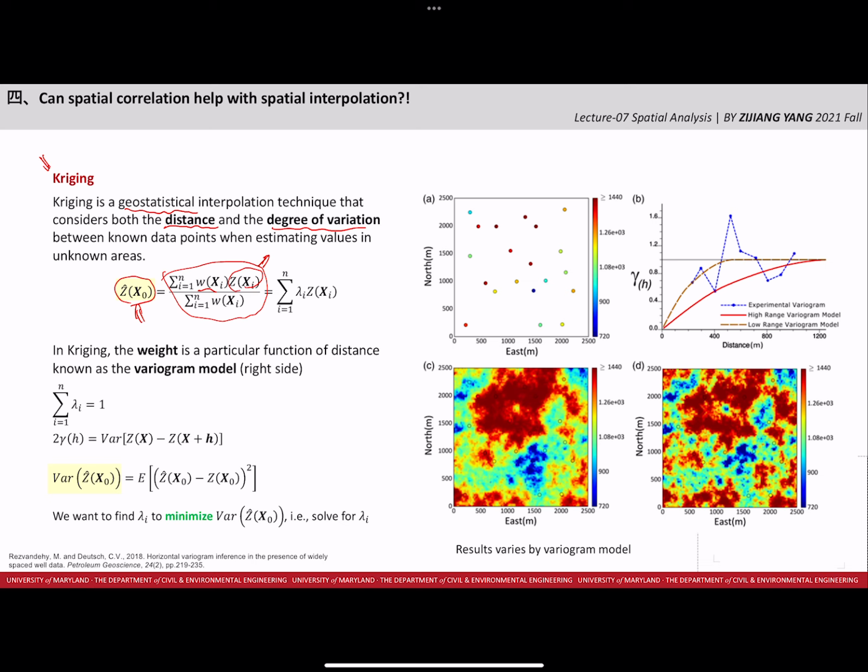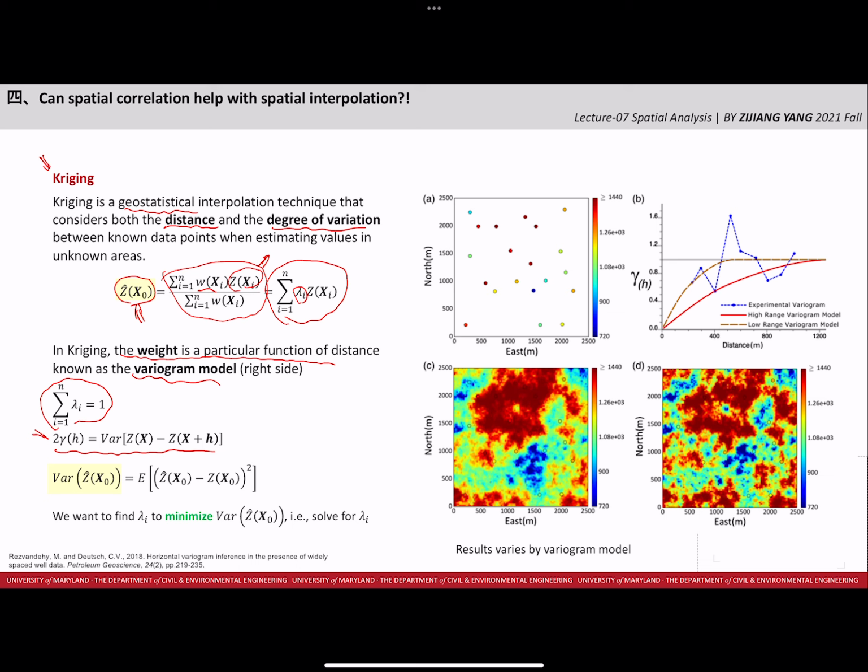We can also rewrite this into this form, and the lambda here refers to the weight. In kriging, the weight is a particular function of distance known as the variogram model, as we discussed before. So basically, if we know this lambda, we can do the estimation. But for lambda, we define the sum of the different lambdas to be equal to 1, because we want an unbiased estimation. And we also know that this is the variogram model that we already have based on our data.